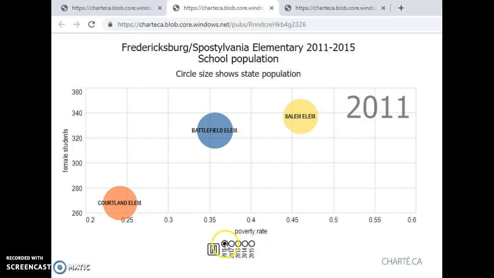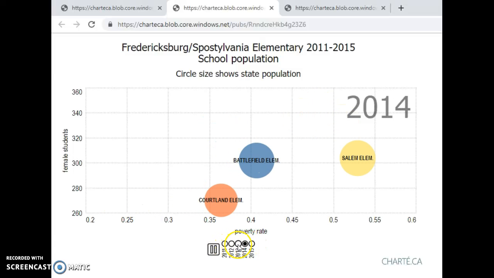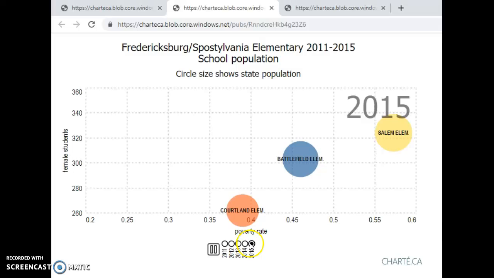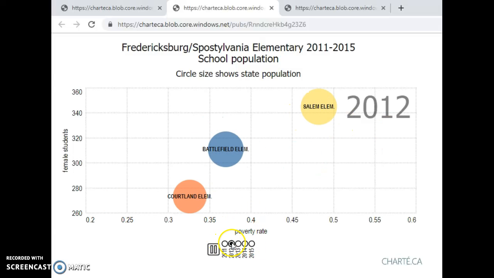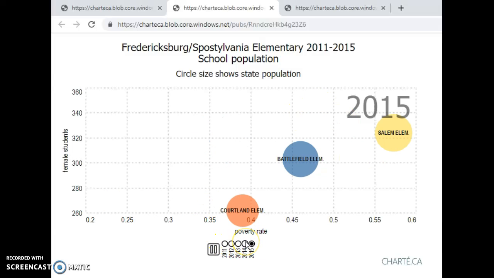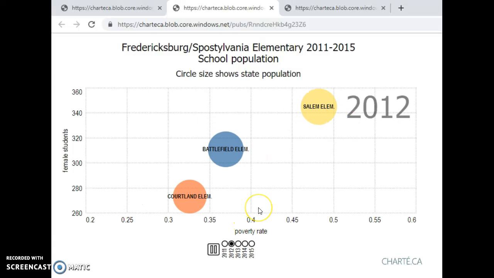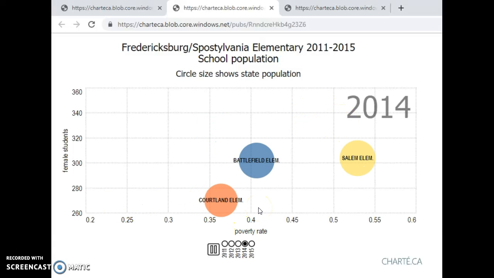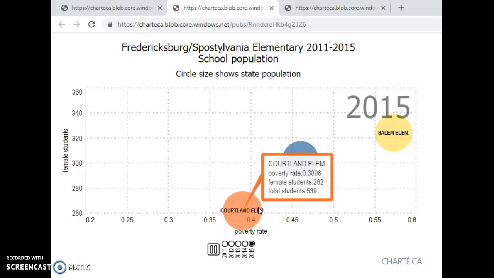As we move from 2011 to 2015, we can see that the circles are steadily going to the right. So this would be more of a trend. That's not just normal variation.